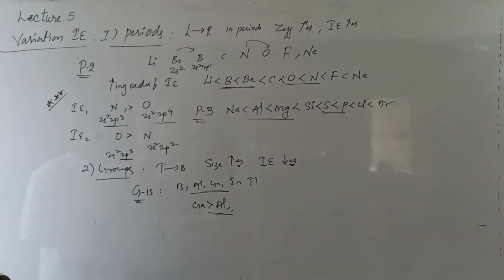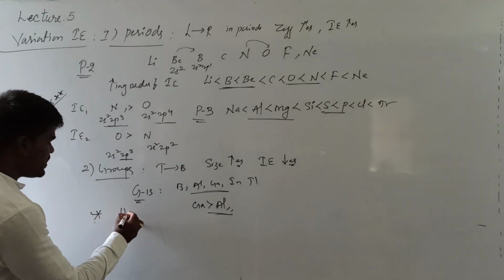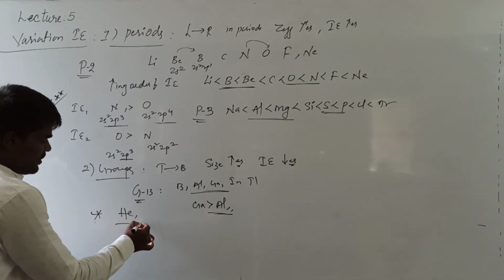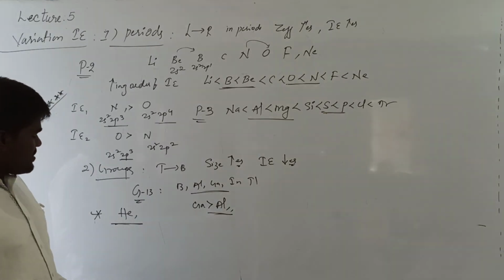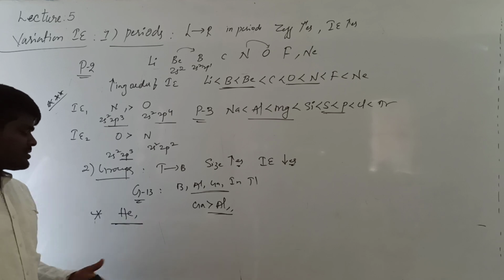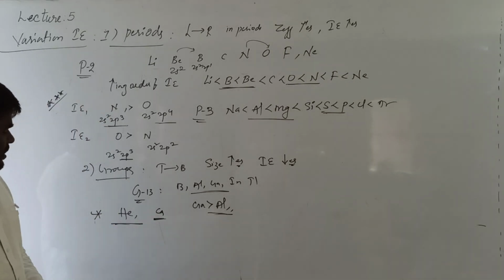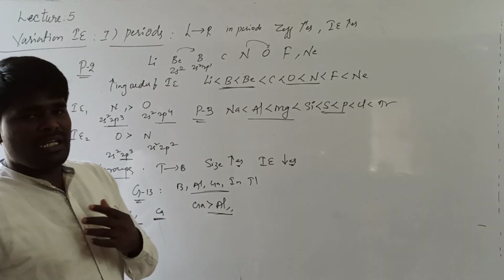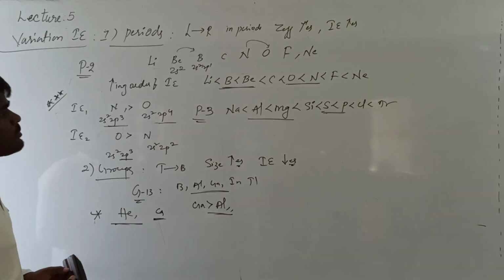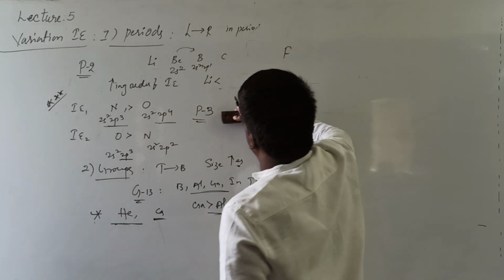Is that clear? And one more thing: the element having the highest ionization energy is helium. In the entire periodic table, helium is the element that has the highest ionization energy, whereas the lowest is found to be cesium. Helium and cesium are the highest and lowest ionization energy elements in the periodic table. This is about the ionization energy. We will move to the next periodic property.